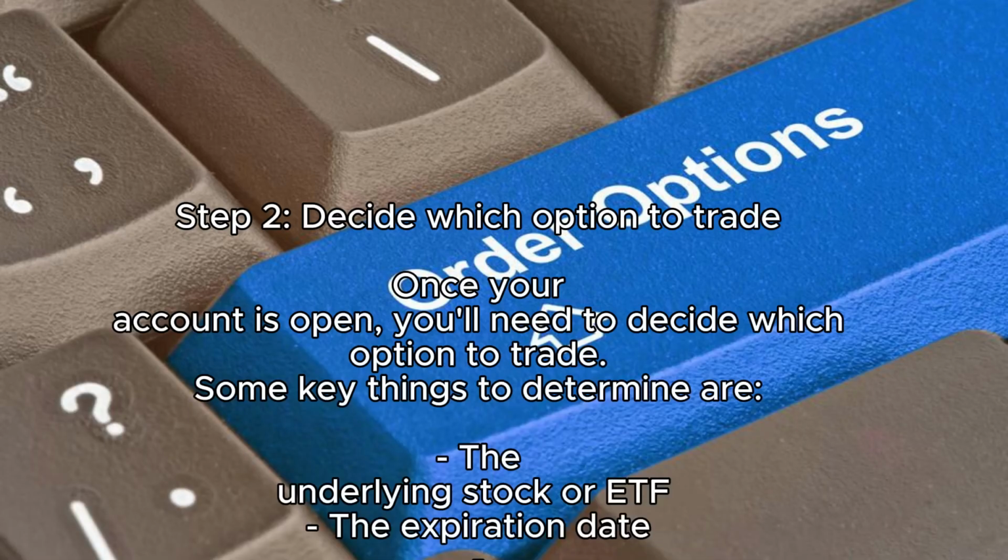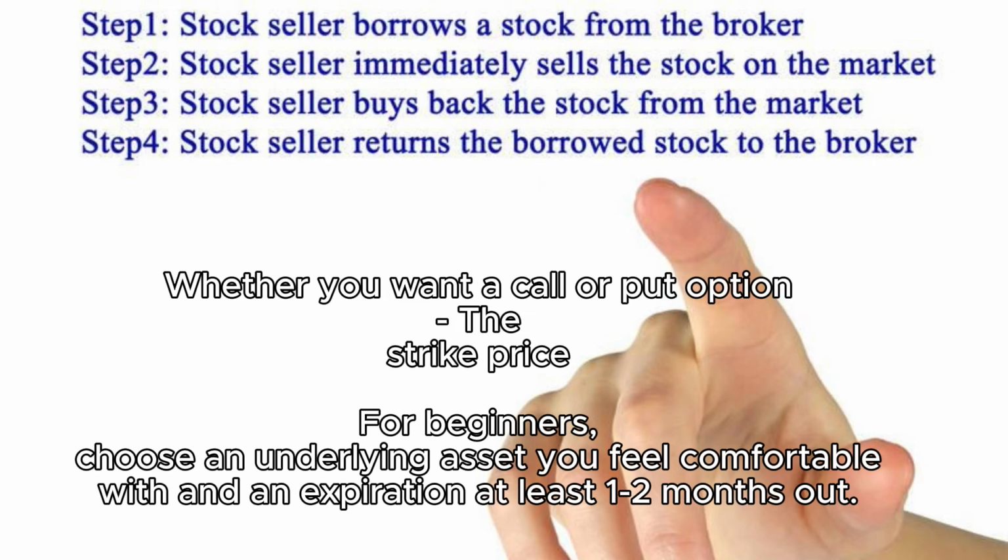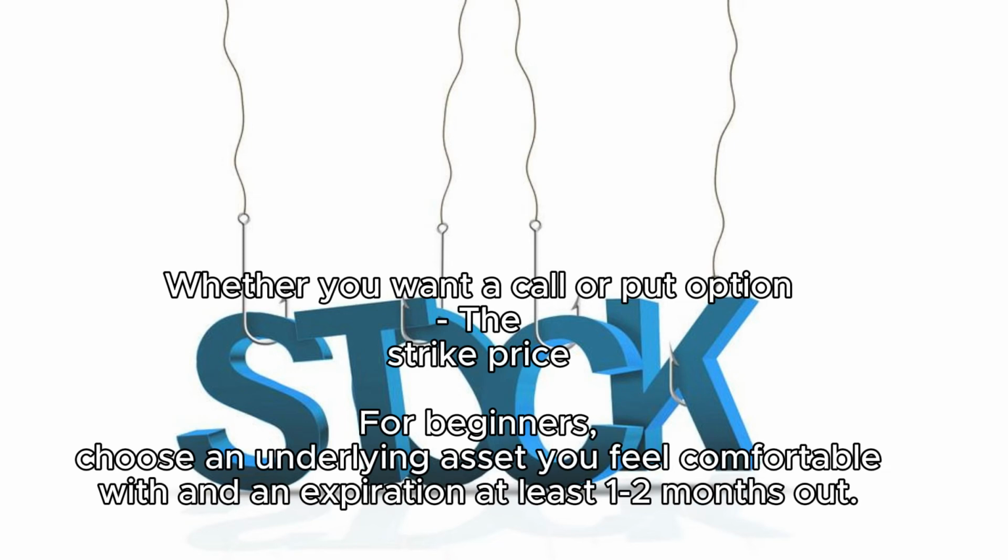Step 2. Decide which option to trade. Once your account is open, you'll need to decide which option to trade. Some key things to determine are the underlying stock or ETF, the expiration date, whether you want a call or put option, and the strike price. For beginners, choose an underlying asset you feel comfortable with and an expiration at least 1-2 months out.